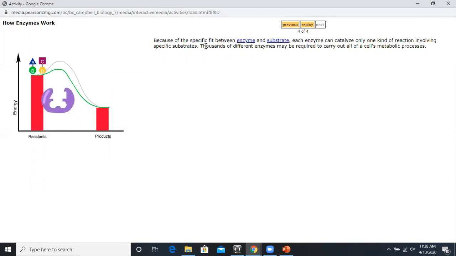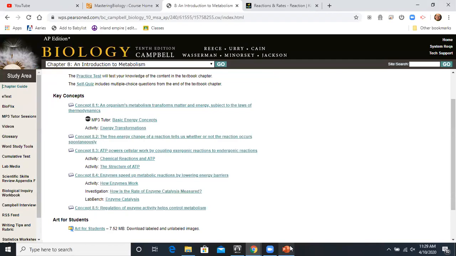In terms of this, this is talking about thousands of different enzymes maybe required to carry out all these metabolic processes. So again, watch, B is going to bond with D, A is going to bond with C. These are your end products. A and C has less energy than when A was bonded with B earlier. So this is an example of an exergonic reaction. So let's get back to the notes.